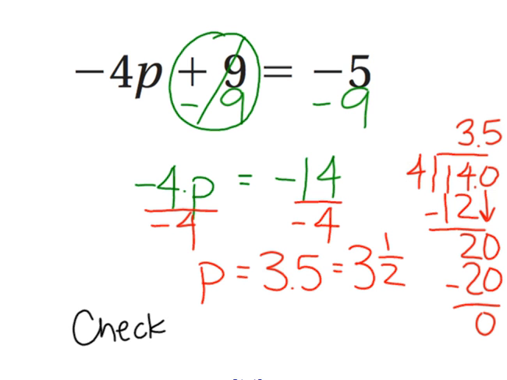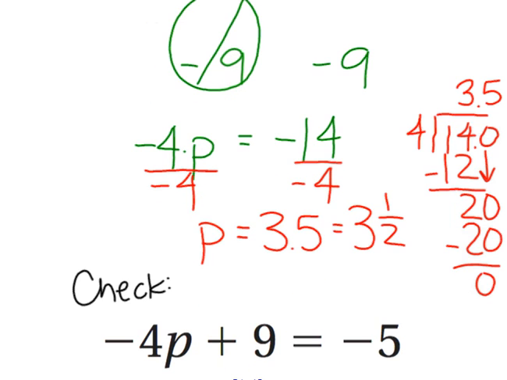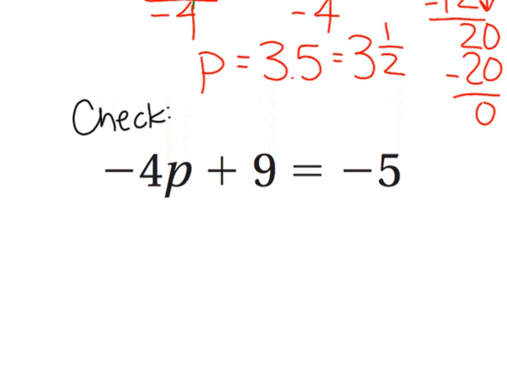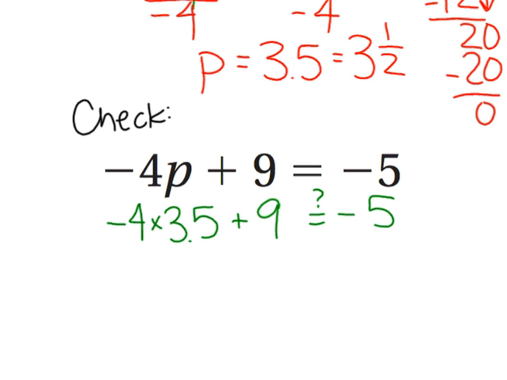So we'll label our check it step. Just like before, I'm going to copy my original equation, and in place of the variable, I'm going to substitute in 3.5. So negative 4 times 3.5 plus 9, we're going to check to see if that equals negative 5.